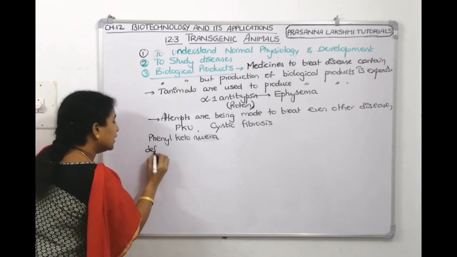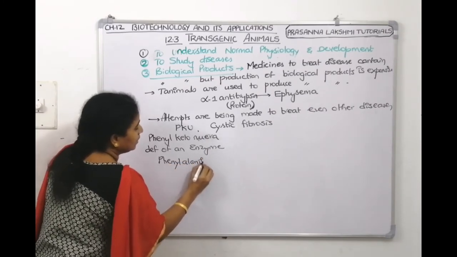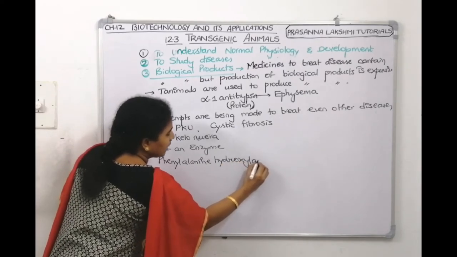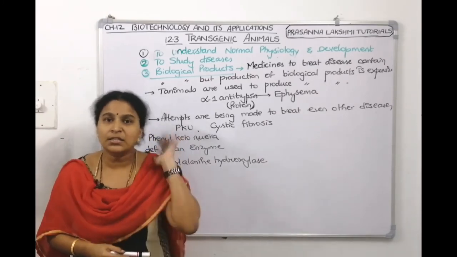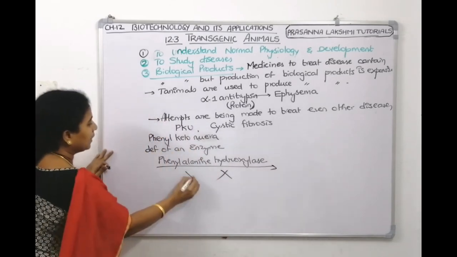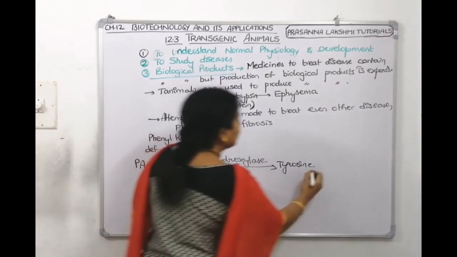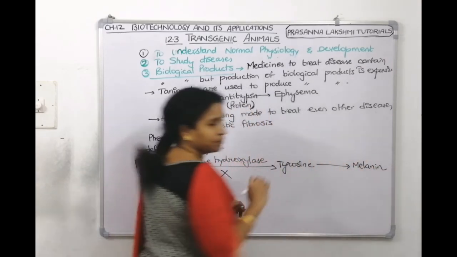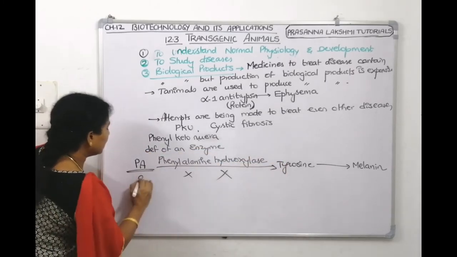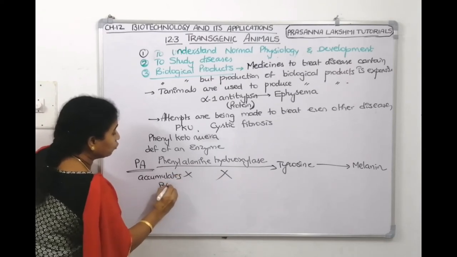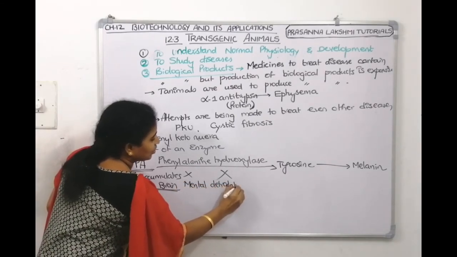Phenylketonuria is because of deficiency of an enzyme. What is that enzyme which is deficient? Phenylalanine hydroxylase. In people suffering from phenylketonuria, phenylalanine hydroxylase is not synthesized. When this is not there, phenylalanine cannot be converted to tyrosine. Then further, tyrosine cannot be converted to melanin, our body pigmentation, so there is no pigmentation. Then phenylalanine accumulates. Where will it accumulate? In the brain. What does it cause? Mental retardation. How dangerous it is.